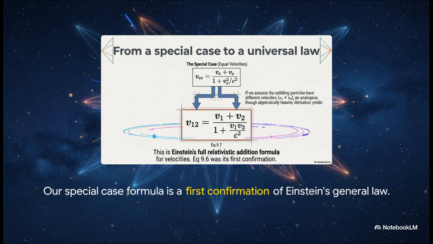And it turns out, what we just figured out for our very specific case, two equal speeds, is a perfect confirmation of Einstein's full universal formula for adding any two velocities. As you can see, our result is exactly what Einstein's general law gives you when you set the two speeds, v1 and v2, to be the same.